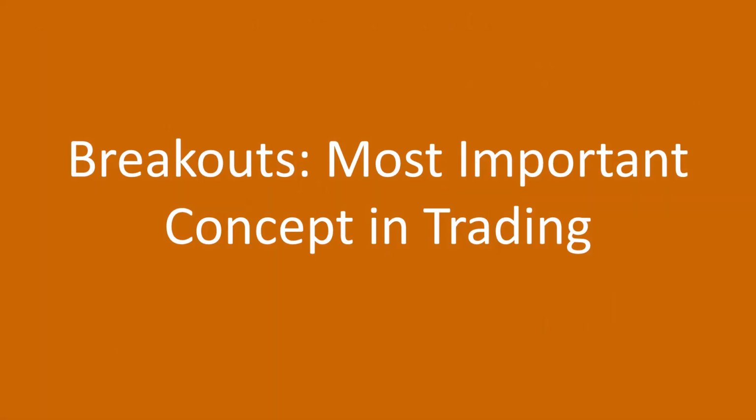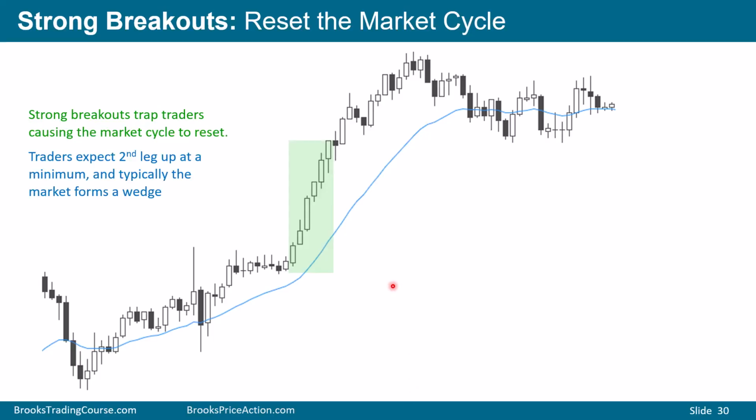Breakouts, most important concept in trading. Strong breakouts, they reset the market cycle. Here we have a bull leg in a trading range, although it's rather tight. And then we got a really strong bull breakout. This is a strong enough breakout that you expect a second leg up at a minimum. And typically, the market will form a wedge later on. Here's a minor wedge. And you can see the market sold back off to the moving average.